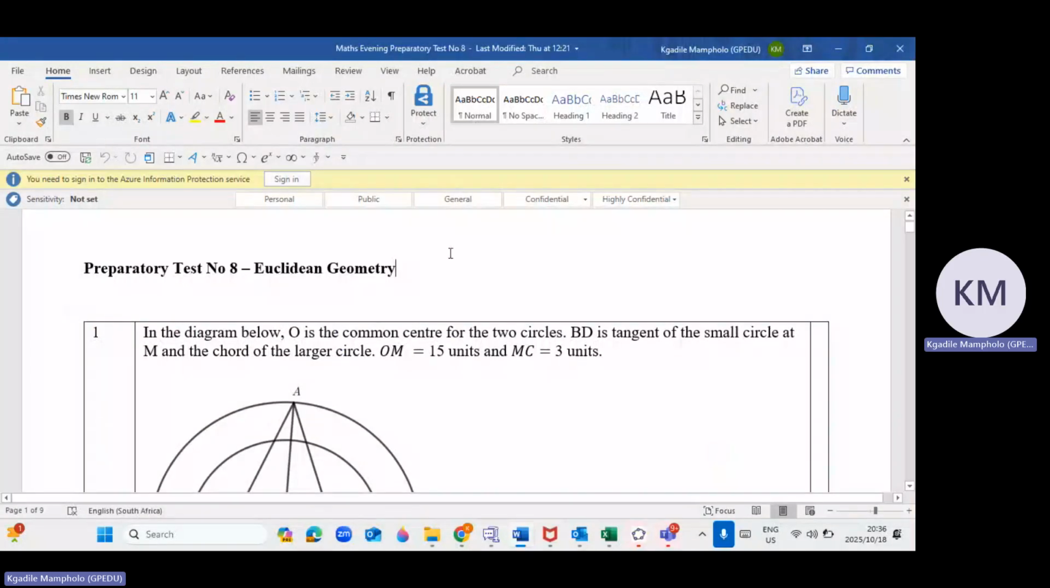As I said, test number 8 was about Euclidean geometry. It covered the grade 11 geometry and similarity and proportionality of grade 12. Now, let's look at the first question.